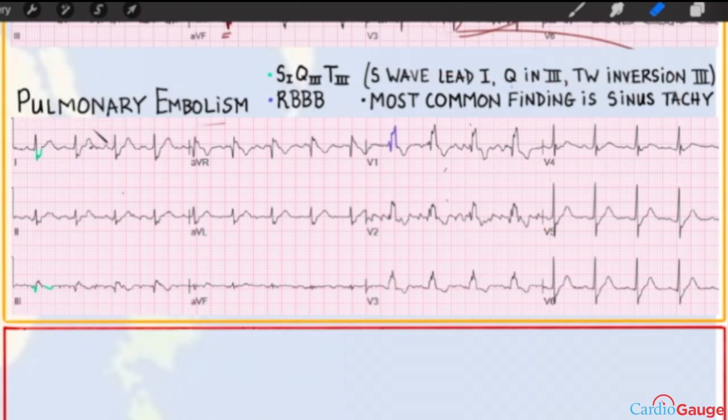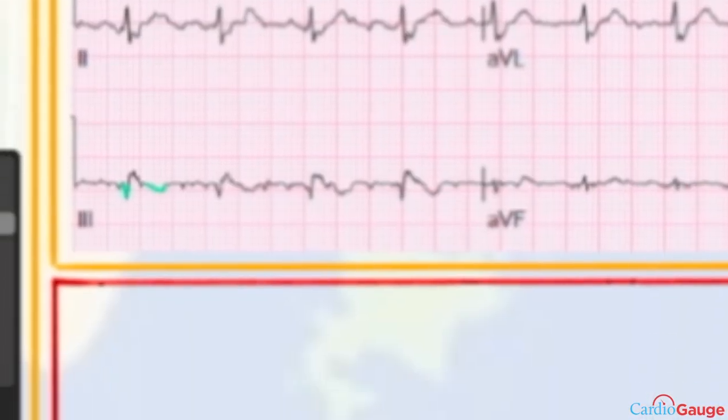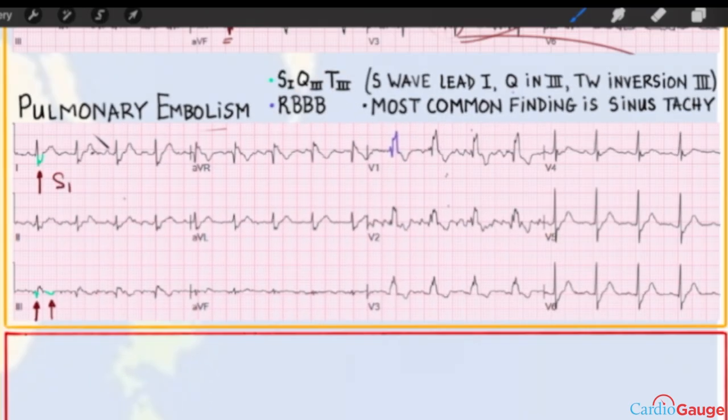pulmonary embolism. So in this ECG, we've got this S wave, S1. There's a little itty Q wave in lead 3, Q3, and then the T wave inversion in lead 3, T3. S1, Q3, T3 pattern. And over here, we've got the right bundle branch block, and we have sinus tachycardia, barely. Rate's about 102 beats per minute because you're looking at just a little bit less than 3 boxes.